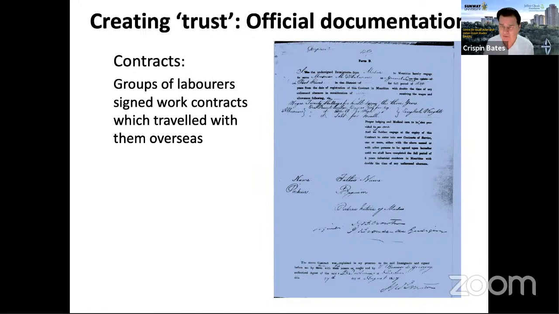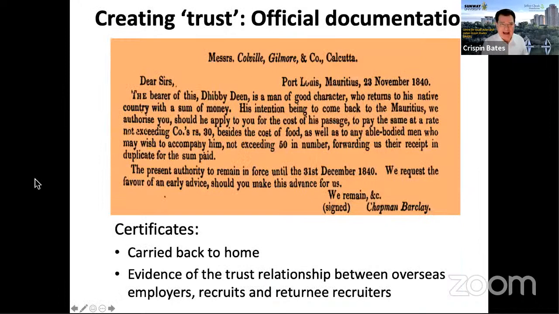When workers went back to India in order to recruit others, they also carried with them certificates, which were evidence of the trust relationship between overseas employers, recruits, and returnee recruiters. This one was written on behalf of the company of Chapman Barclay to the agents Colville Gilmore and Co. in Calcutta. All Colville Gilmore and Co. did as agents was simply to handle the financial transactions. The recruitment was actually done by the ex-indentured migrants themselves.